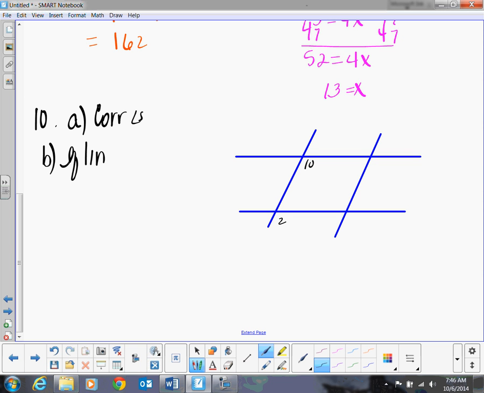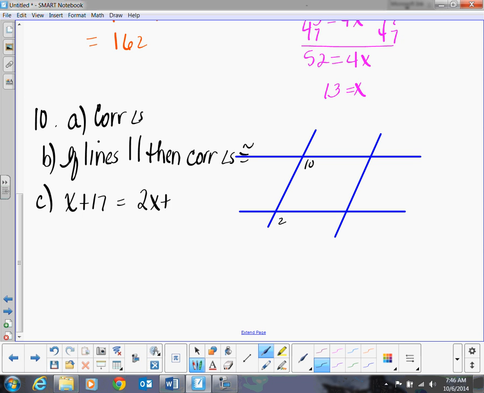If lines are parallel, then angles are congruent. So what equation will we write? Okay. So how are you going to solve that? So we got 17 equals x plus 1, then what? Subtract 1, you get 16.